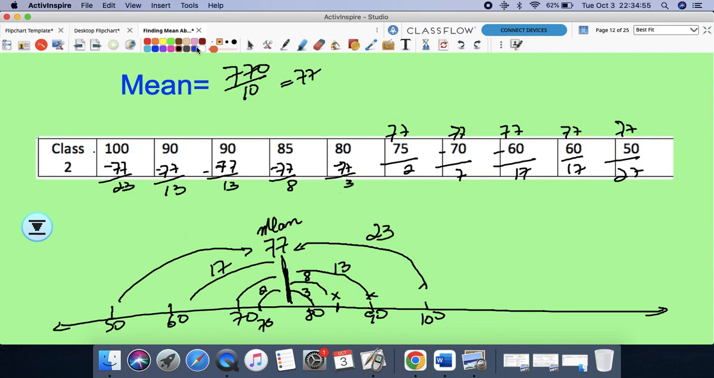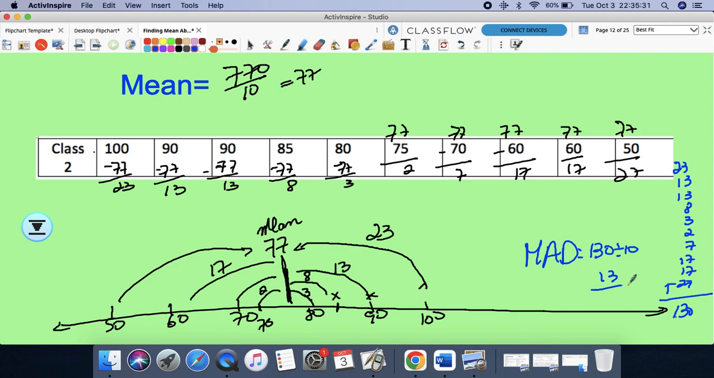Right, so let's add them up. We're gonna add all those numbers again. We're gonna go 23, 13, 13, 8, 3, 2, 7, 17, 17, 27. So we're gonna add them again. 23 plus 13 plus 13 plus 8 plus 3 plus 2 plus 7 plus 17 plus 17 plus 27, and we get 130. So we're going to take MAD. The mean absolute deviation is 130 divided by 10, which is 13.